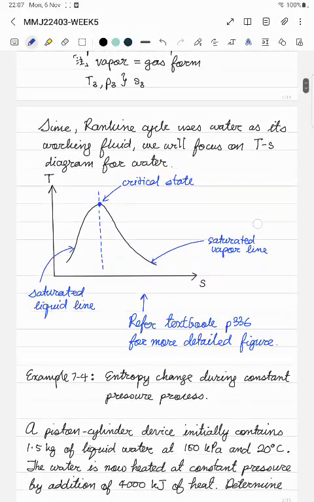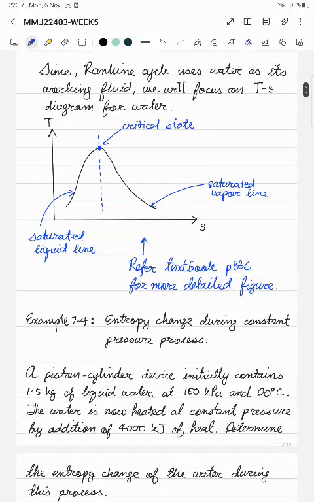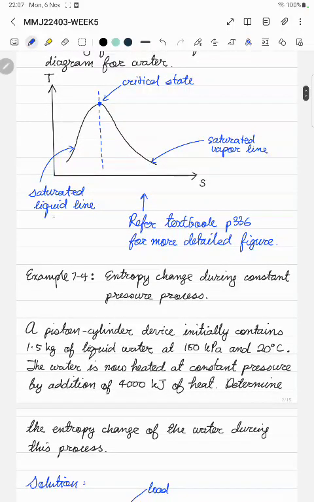Now let's look at, okay, since the Rankine cycle uses water as its working fluid, the focus will be on the T-S diagram. So this is our T-S diagram, where you have the saturated liquid line. Okay, this is the saturated liquid line, and then you have the saturated vapor line. And also you have a critical point.